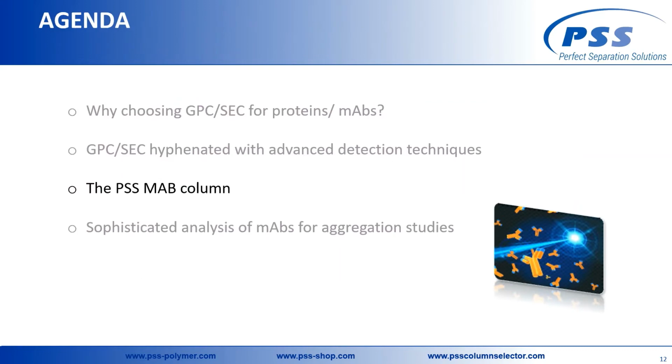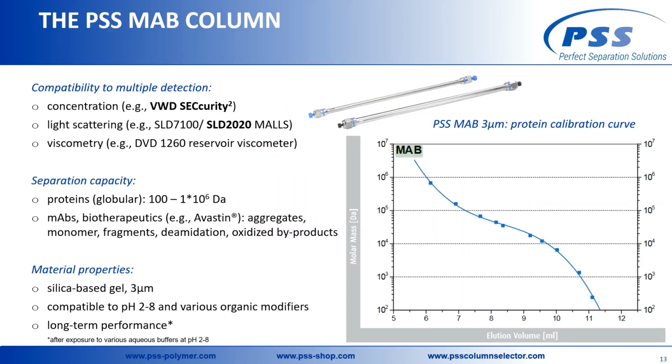Next to all the detectors for running a system, columns are the heart of any GPC SEC equipment and thus truly deserve their own chapter. Let us have a look at the new PSS MAB stationary phase released in 2020. The silica-based material comprises 3 micrometer particles with an optimized pore size range applicable for the separation of MAB aggregates, monomers, and fragments. It offers more pores in the higher and lower molar mass range and thus higher resolution.